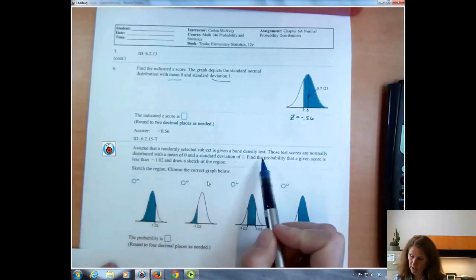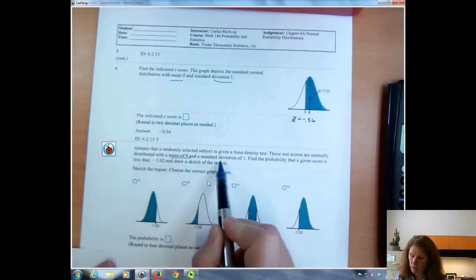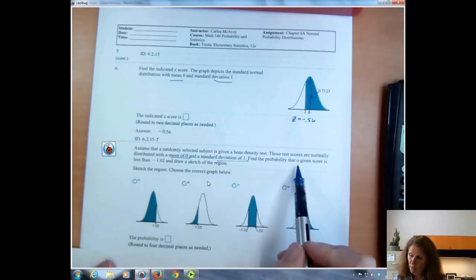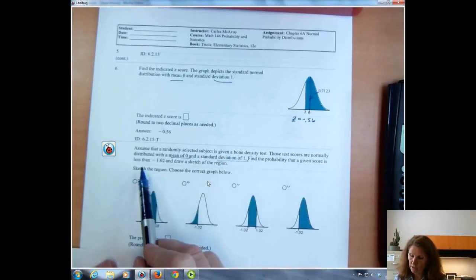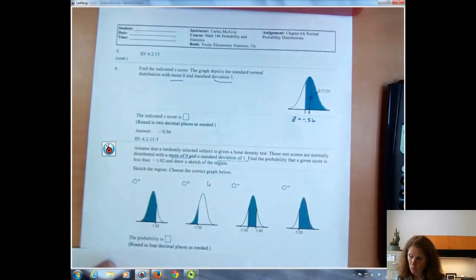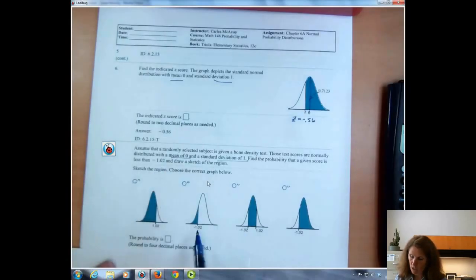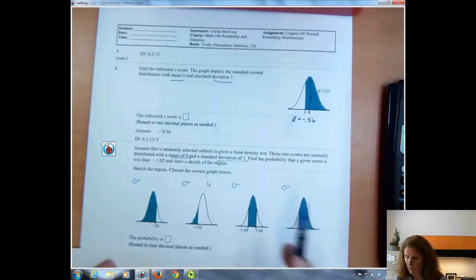Okay. Assume that a randomly selected subject is given a bone density test. Those test scores are normally distributed, mean of 0, standard deviation of 1. Find the probability that a given score is less than negative 1.02 and draw a sketch of the region. Well, less than negative 1.02. Here's a negative 1.02, and it's everything less than that. This is a negative 1.02, everything to the right of that, and this one's a positive, and this one's just bizarro. So we know it's this one.